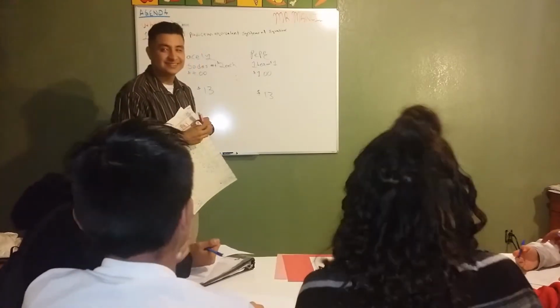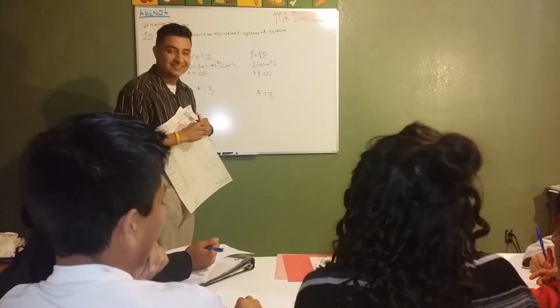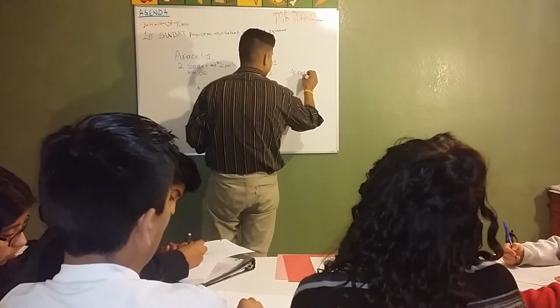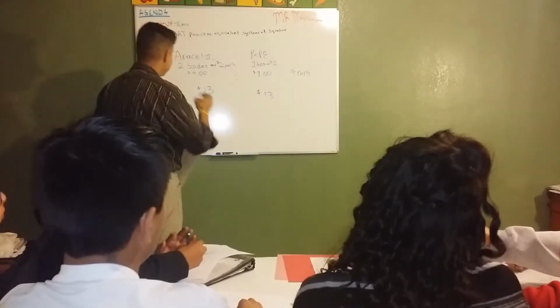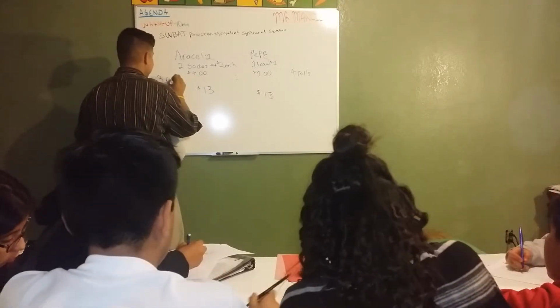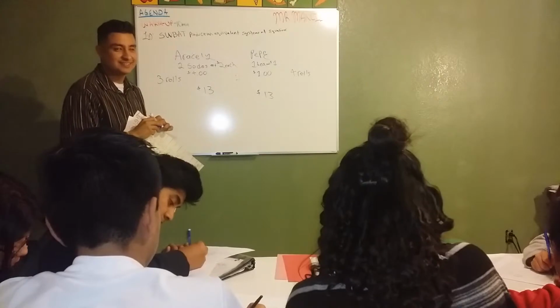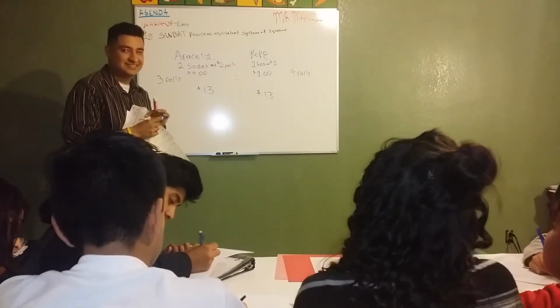Okay, for Pepe, he's going to buy 4 rolls. And Araceli is 3 rolls. Yeah, 3 rolls, okay. Any other suggestions that you guys might have? No.